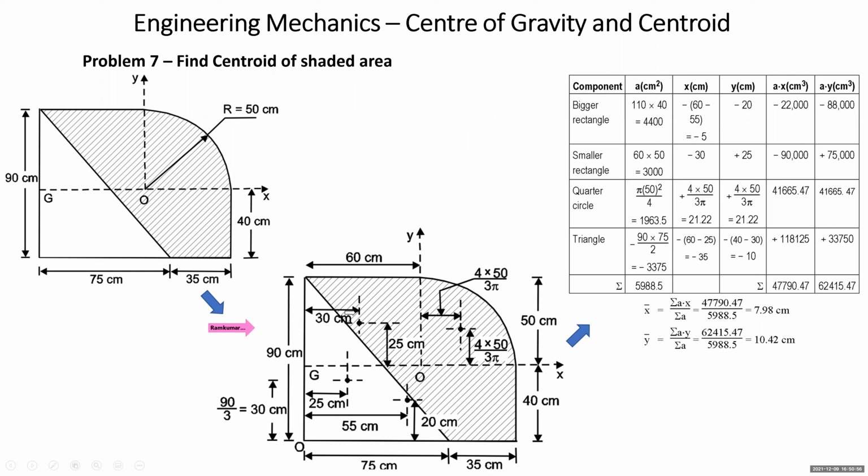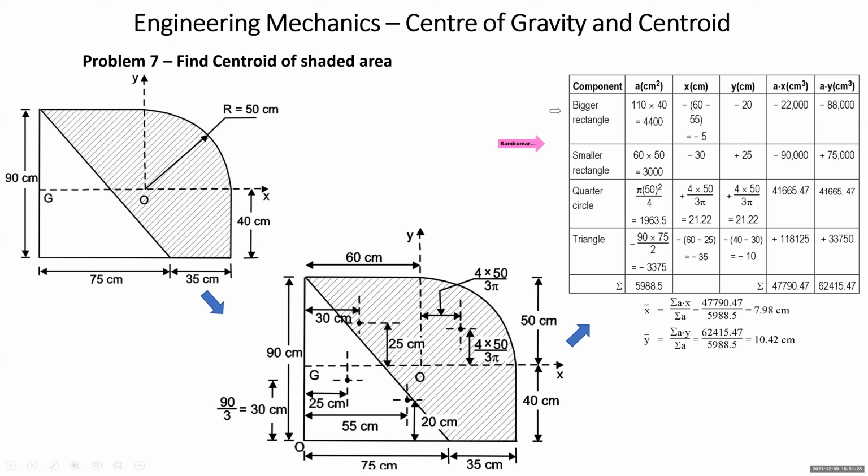Again, I repeat the composition of the shaded area. To arrive at this shaded area, you'll take this rectangle as positive, you'll take bigger rectangle as positive, you'll take quarter circle as positive, and this triangle will be taken as negative. Then you arrive at the shaded area. You make a table with the 6 columns: component, A, X, Y, AX, and AY. Dimensions are in centimeter. Accordingly, you'll get the units of area, X, Y, AX, and AY.